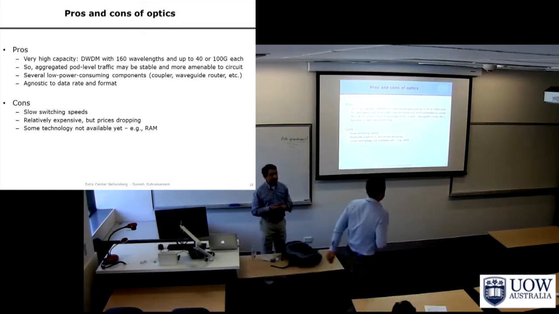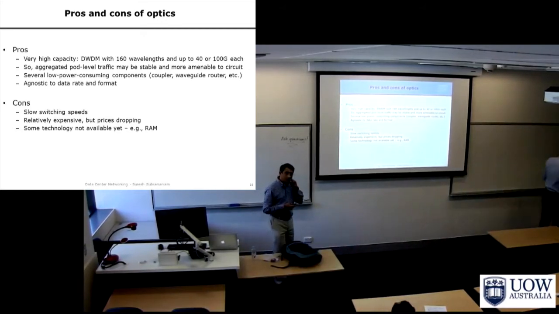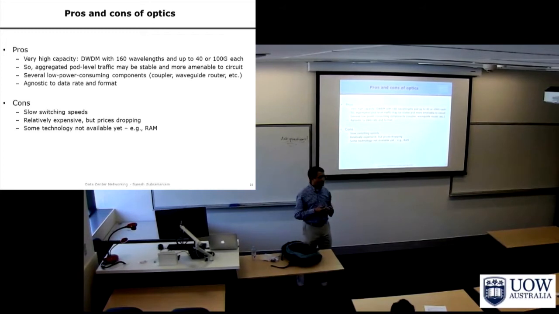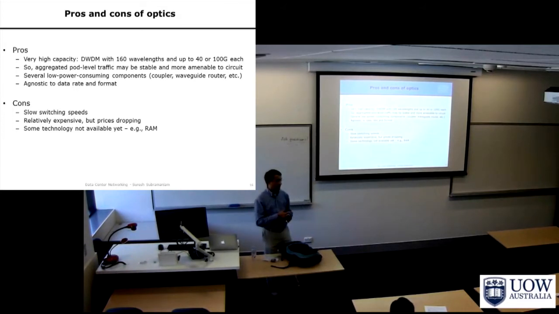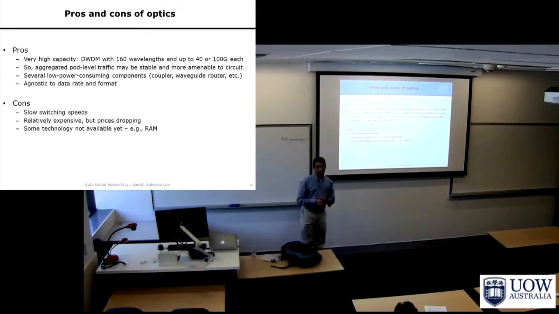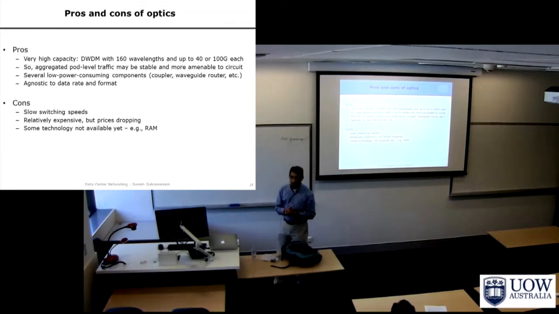Very high capacity. Fiber optic transmission uses something called dense wavelength division multiplexing. Basically, the bandwidth is partitioned into disjoint frequency bands, and each of these frequency bands can be used to send a distinct data stream. At very high rates, each of these streams can be up to 40 or 100 gigs. In fact, just last week at a conference, a company demonstrated 800 gigabits per second on one wavelength channel.